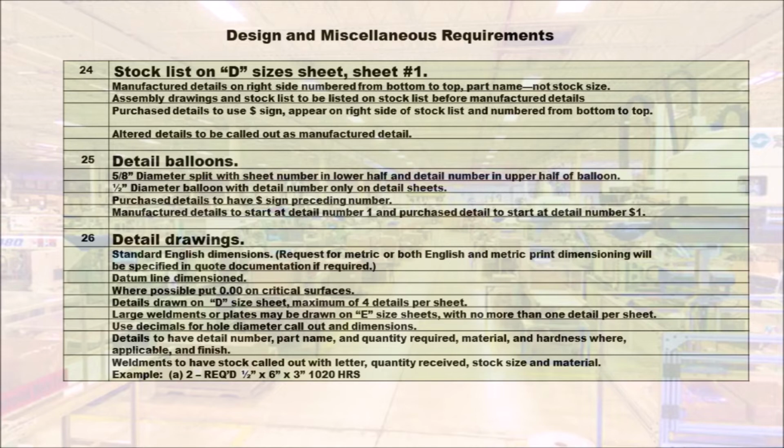Use decimals for hole diameter call out and dimensions. Details to have detail number, part name, quantity required, material, hardness where applicable, and finish. Weldments to have stock called out with letter, quantity required, stock size and material. Example, A, 2 required, 1/2 inch by 6 inch by 3 inch, 1020 hot roll steel.